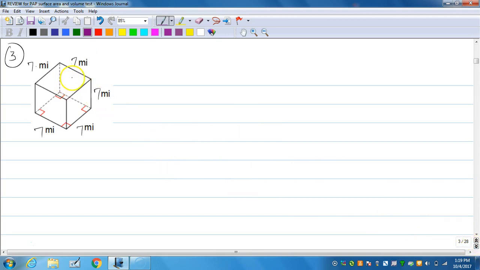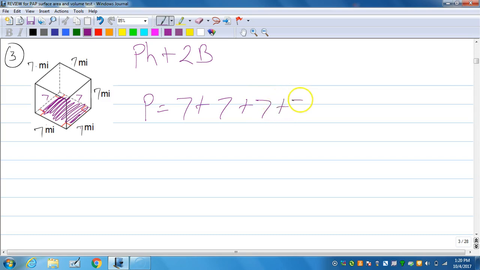Number 3. A cube, they're all 7. So how do you find the surface area? Ph plus 2B. This is my base. So the P is the perimeter of the base. So this is 7, that's 7, that's 7, and this is 7 right there. So then it's 7 plus 7 plus 7 plus 7, or 7 times 4, whatever, it gives you 28. H is the height. How tall is this box? It is 7. So H is 7.